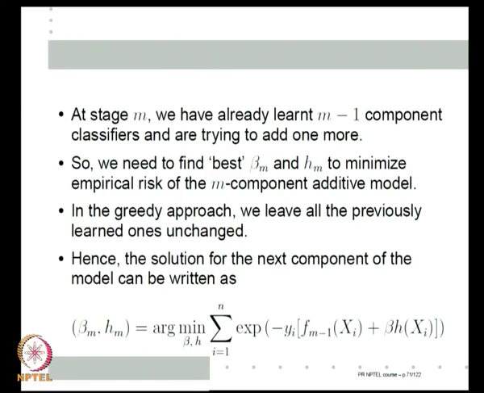So, if I decide to use beta and h as the parameters of the next component I am adding to my model, then this is the empirical risk I get. So, I am minimizing it over all beta and h, and that minimizer is what I am calling beta_m and h_m. That is what I am going to add as the mth component in my model.